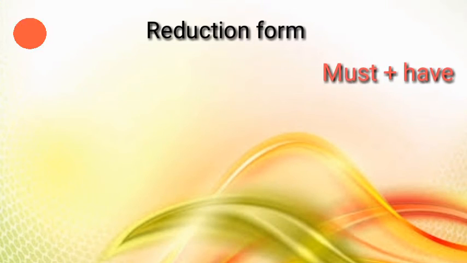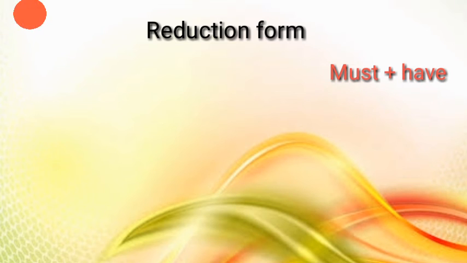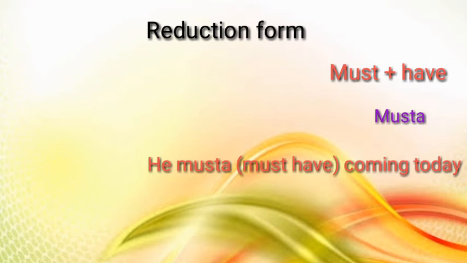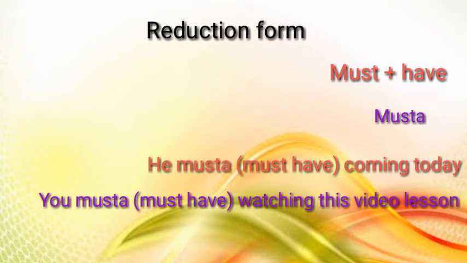Okay, next is must plus have. Musta. He must have coming today. Or you must have watching this video. You must have. Because must plus have is for something that you are doing. So you must have. Must plus have. You must have coming today. This is how you combine those forms including have.